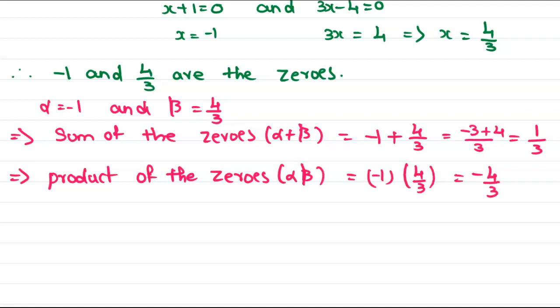So this is the relation between the zeros of the given polynomial, and these are the final answers to the given quadratic polynomials. I hope it will help you.